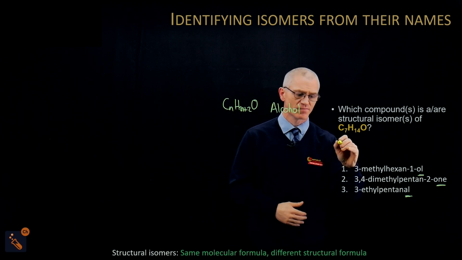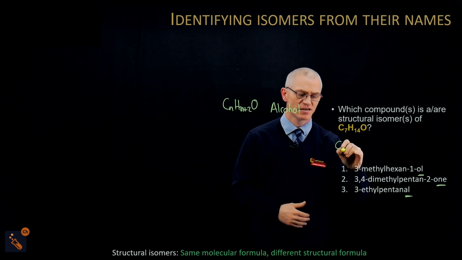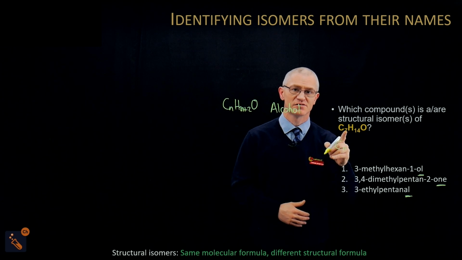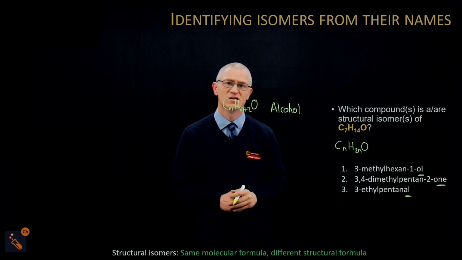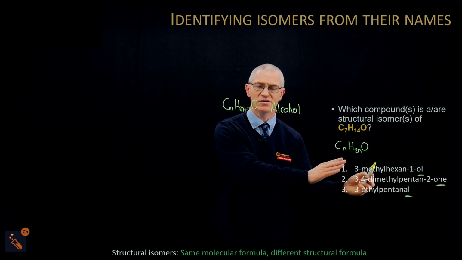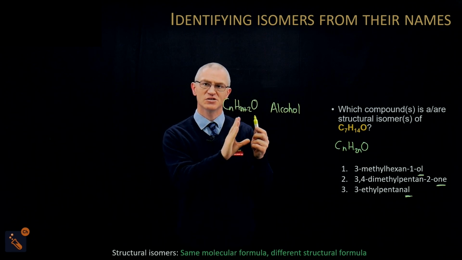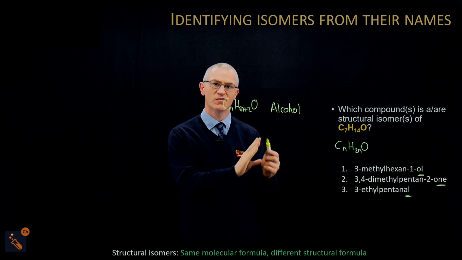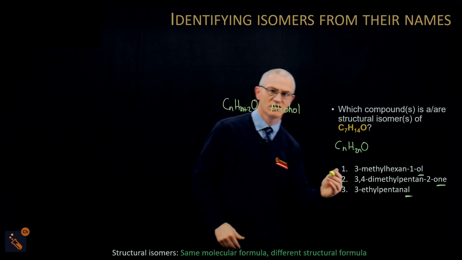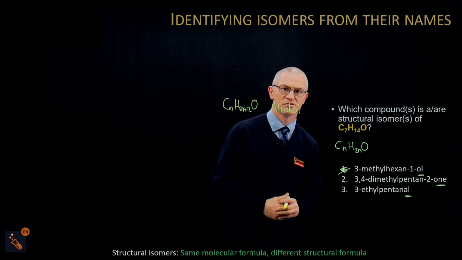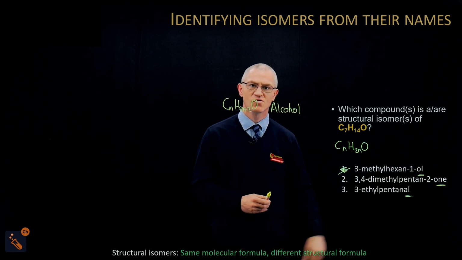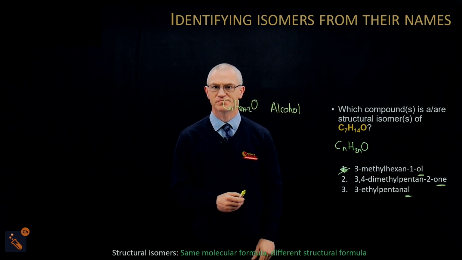Now let's have a look at it. It is Cn, and the n is 7. 7 times 2 is 14, so therefore it's 2n, and then O. So this is CnH2nO, not CnH2n+2O as required for an alcohol, and this is an alcohol. Therefore, number 1 is absolutely wrong. Okay, so we know 1 is wrong straight away.